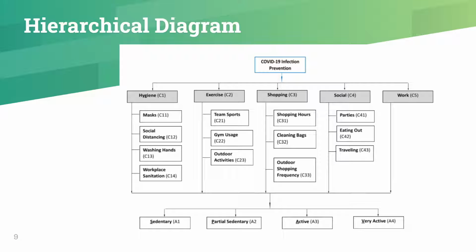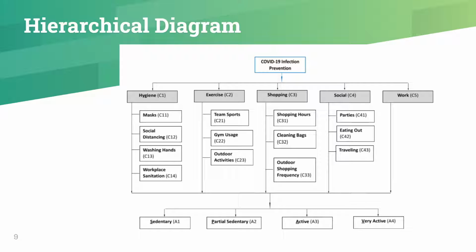Now let us take a look at the first step mentioned earlier, creating a hierarchical diagram. At the top, we have our goal, COVID-19 infection prevention. This is considered the 0th level. On the first level, we see our main criteria, which in this case are hygiene, exercise, shopping, social, and work. Next, we have our sub-criteria, which are simply subcategories of each of the main criteria. Both the main criteria and sub-criteria will be discussed in more detail later on.